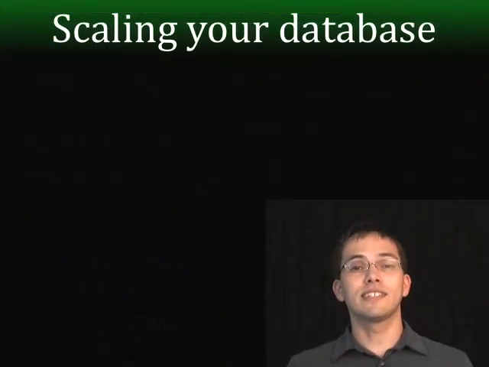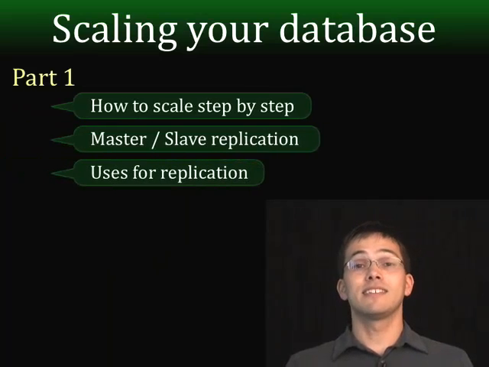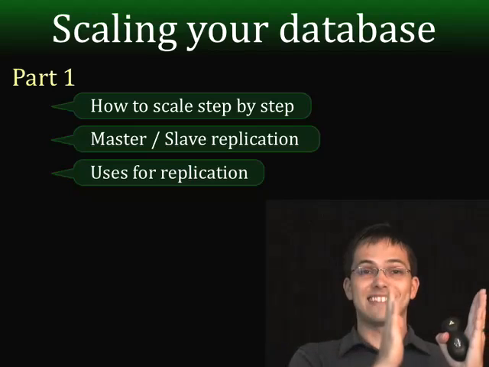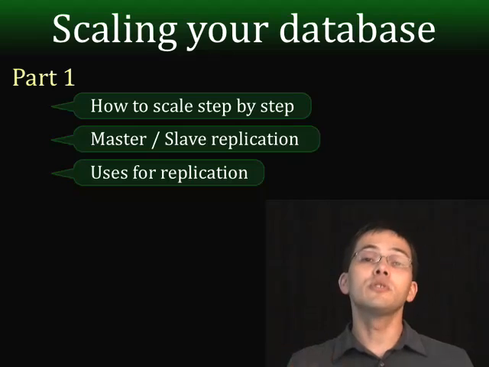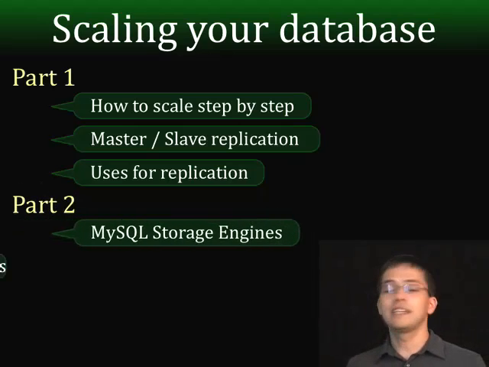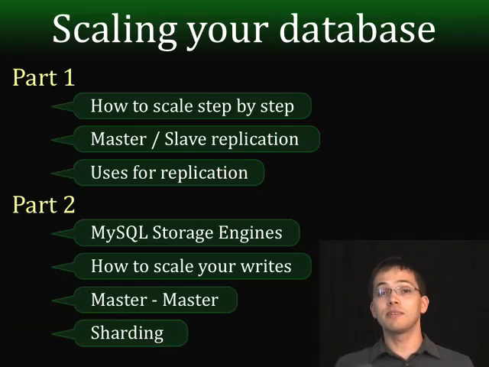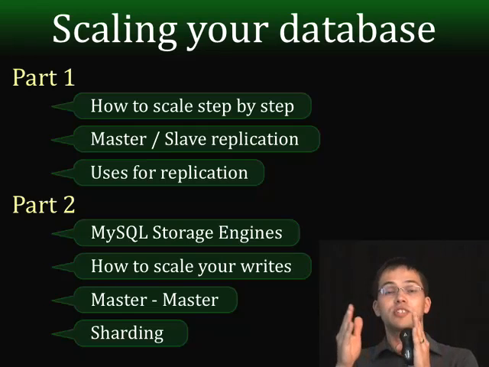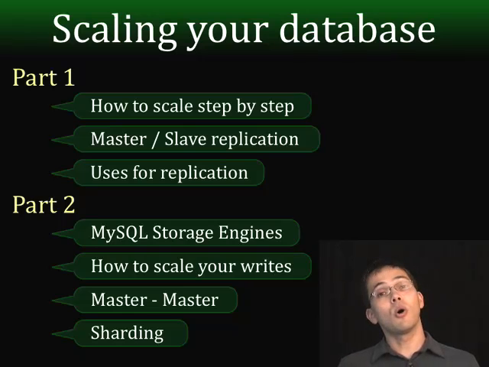Looks like we've reached the end of the Scaling Your Database screencast. We went over how to scale your database step by step: scale it vertically by adding more hardware, and scale it horizontally by adding, say, master-slave databases. And lastly, we looked at different uses for replication. In part two, we're going to be taking a look at the different MySQL storage engines and looking at how we can scale our writes, because what we looked at here in this screencast is really how to scale your reads by adding additional slave databases. But how do you scale your writes? Well, you've got two options. You can either use master-master replication, or you can shard your database, which we'll be talking about next.